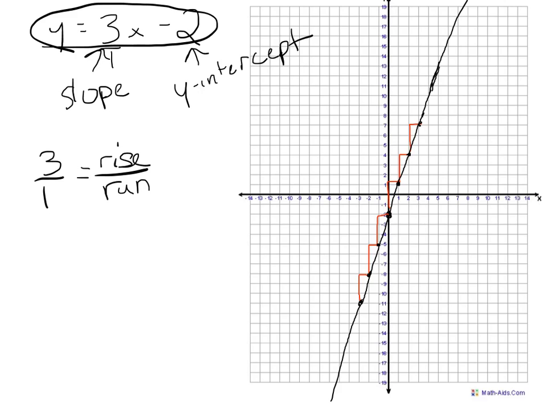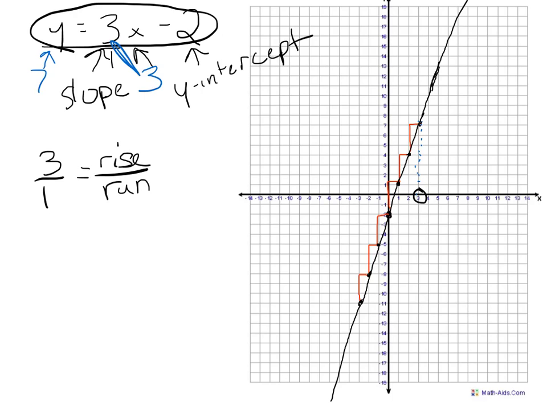But let's just say I did want to put something in for x. I could certainly do that. I could put in the number 3 for x. Put it in blue. Number 3 for x. Well, that's 3 times 3, 9, minus 2. Okay, so y is 7. So if x is 3, y is 7. Yeah, that's where I have one of my points. So that's just kind of a check on it once I'm all finished.